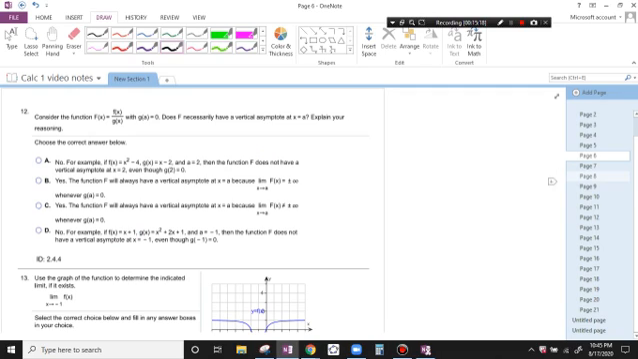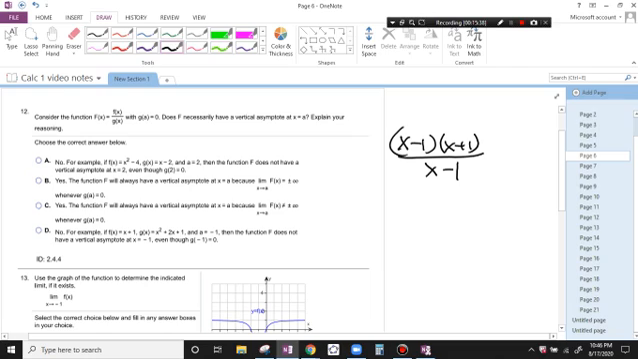Consider the function f of x equal to f of x over g of x. You know that g of a is 0. Does f necessarily have a vertical asymptote at x equals a? Not necessarily, right? So suppose I had (x minus 1)(x plus 1) over (x minus 1), and we want a to be 1. Again, as we said in class, if you can cancel the factors, you don't necessarily have a vertical asymptote, you just have a hole. Let's see what the choices say.